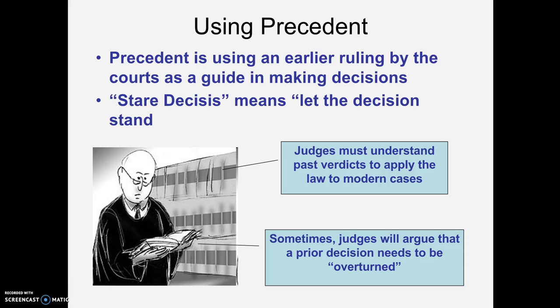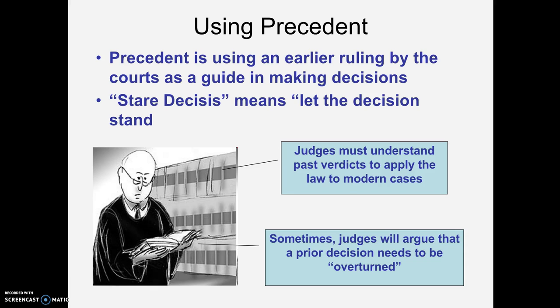So judges have to be really familiar with earlier decisions, earlier cases, how judges back then thought, and they can use those decisions to shape their own decisions in the present. This isn't to say that judges are always stuck. Let's say upholding a decision that was maybe thought to be appropriate 100 years ago, but doesn't really work now.